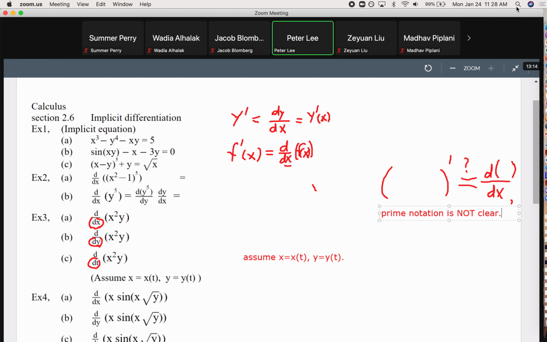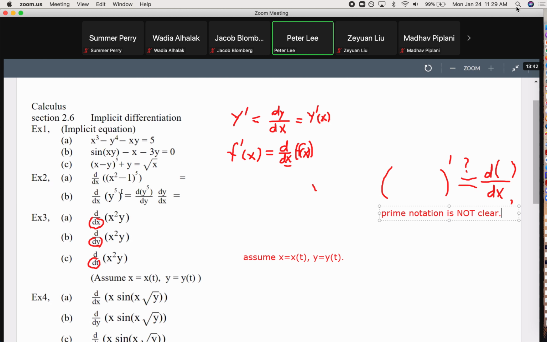Again, up to section 2.5, there was only one independent variable, and that was usually x. Yes, I did write some function with a t or something, but there was only one independent variable. So because there's only one independent variable, we take the derivative with that variable. It was fairly clear, okay? But now, not anymore. Okay, so now let's look at example 2, part A.